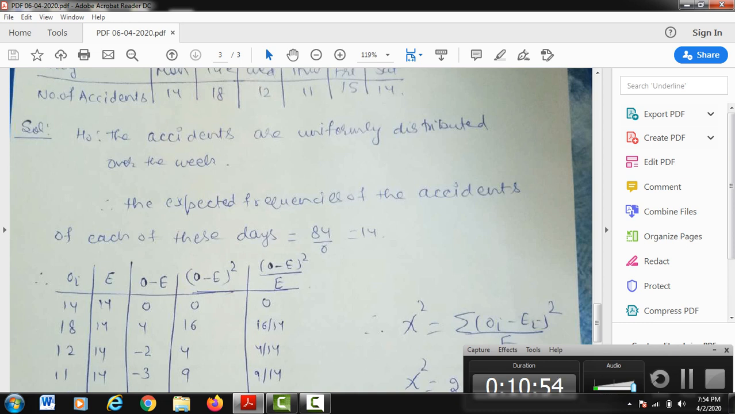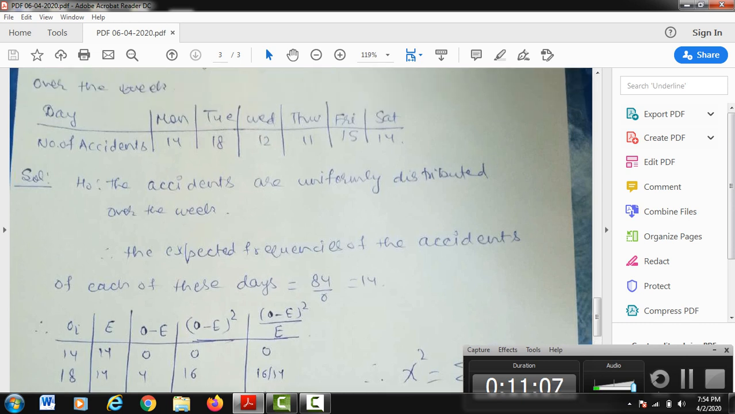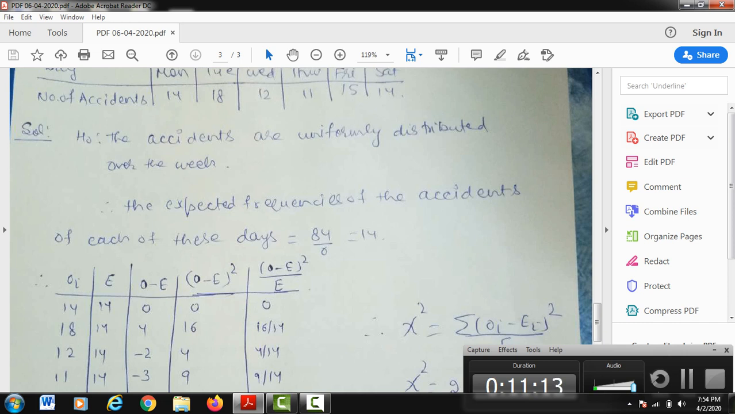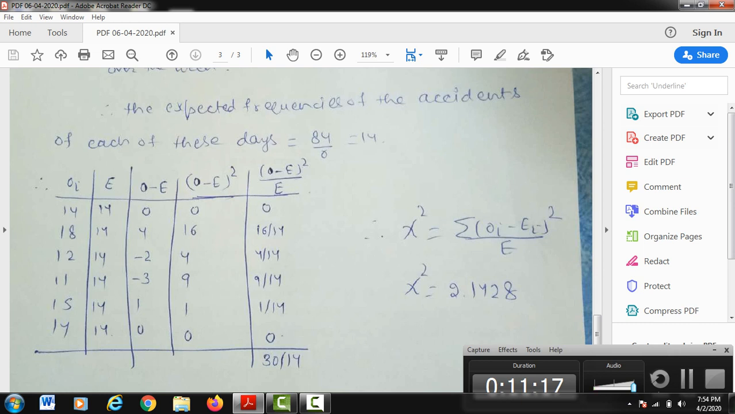So what will be the alternative hypothesis? It will be the complement, or the opposite statement to the null hypothesis, that is, the accidents are not uniformly distributed over the week. Now the days we are having are Monday, Tuesday, Wednesday, Thursday, Friday and Saturday. The number of accidents frequency is given to you. So this is your observed frequency. It will be denoted by OI: 14, 18, 12, 11, 15 and 14.